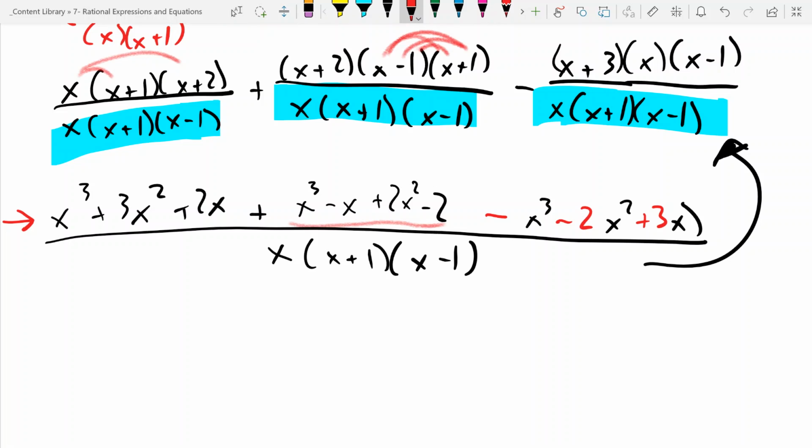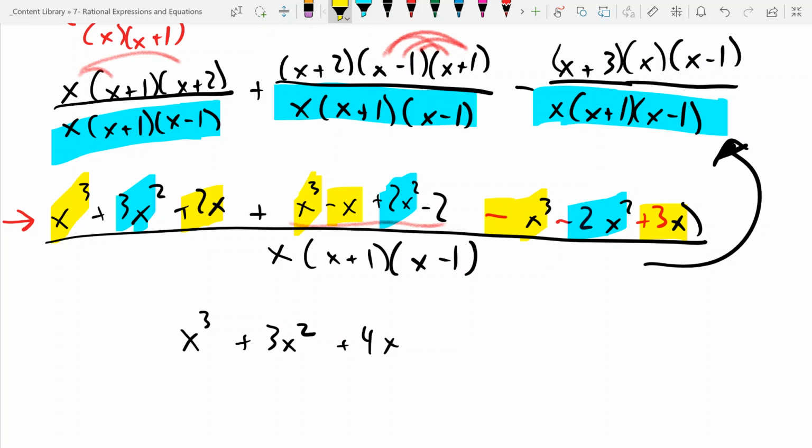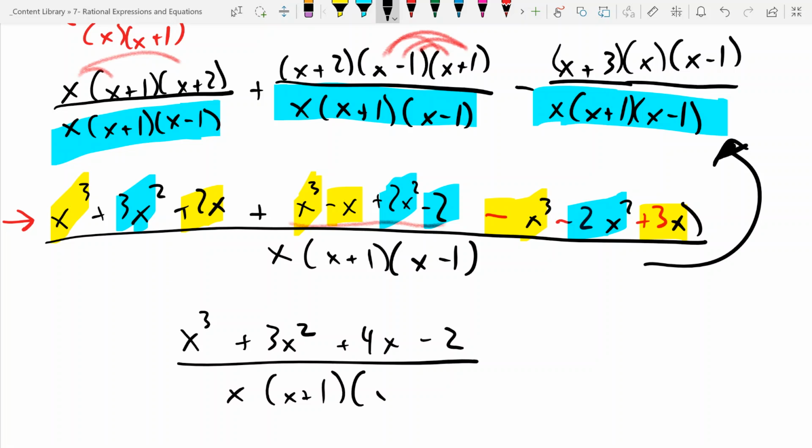When I finally do, we can go through it, but I got x cubed, x cubed, x cubed. That ends up just giving me x cubed. I got x squared, x squared, x squared. That ends up giving me just 3x squared. I got x, x, x. So that ends up giving me 4x, and the final one, just a 2, so minus 2. The denominator is still the same thing.